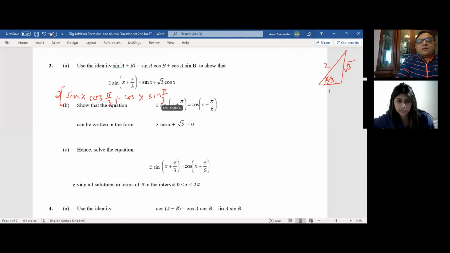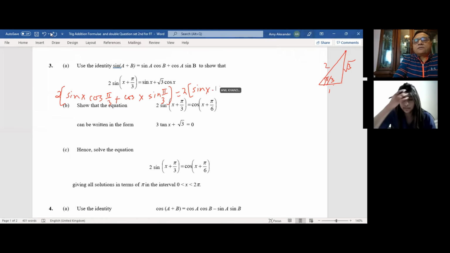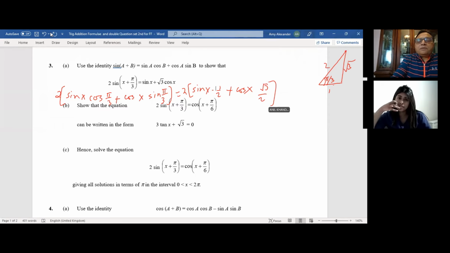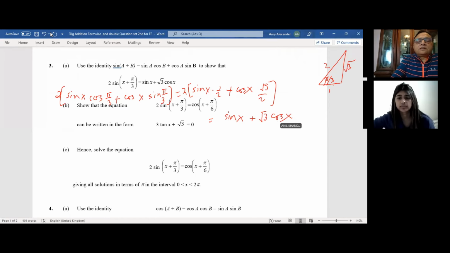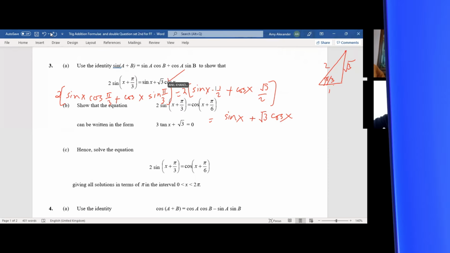So just substitute the values with the 2 times sine of x. As far as cos pi by 3 is concerned, cos pi by 3 is half, plus cos x. And sine pi by 3 is square root 3 by 2, correct? Multiplying by 2, what do you get? You get sine x plus root 3 cos x, and that's what you need, right? So that's it.